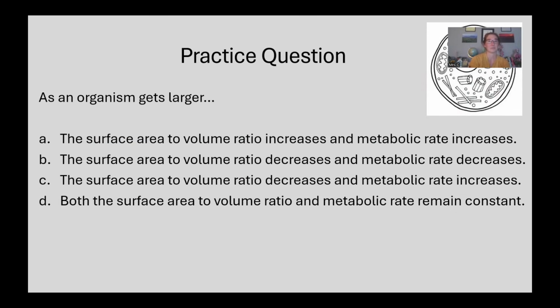Let's make sure we are good there. Here's a practice question. As an organism gets larger, what happens? A, B, C, or D? Yes, it is B. Surface area to volume ratio decreases and metabolic rate decreases.